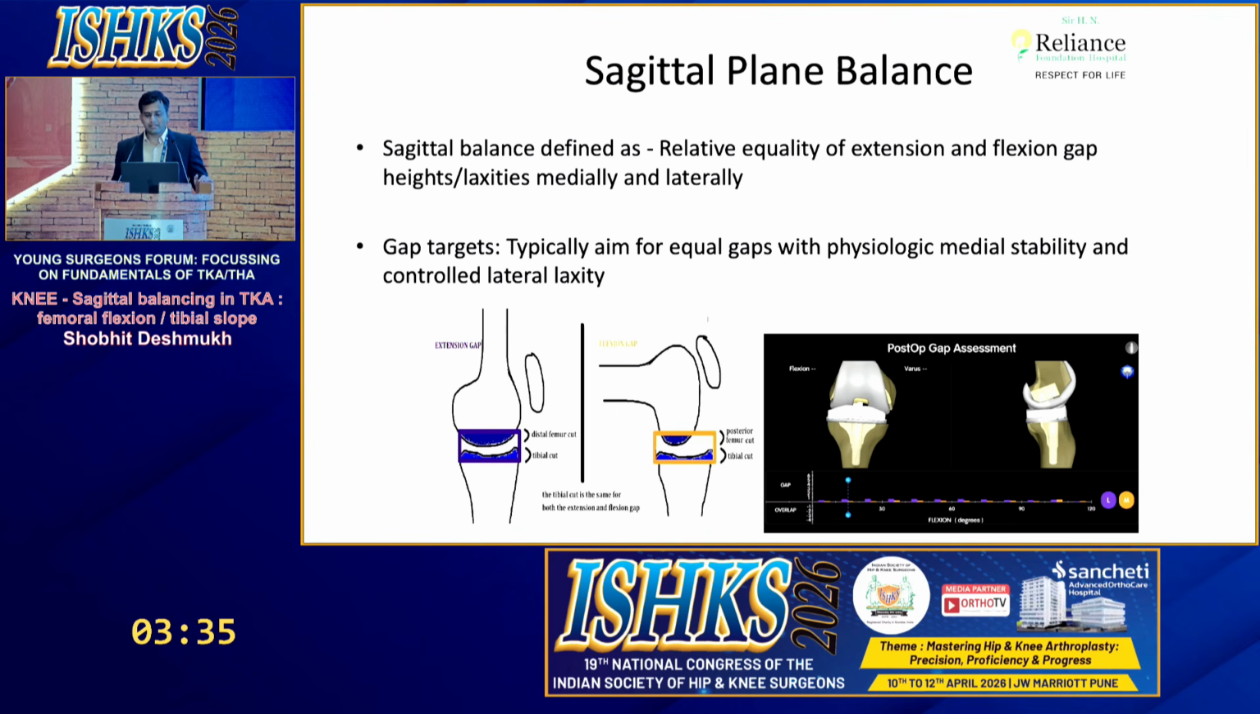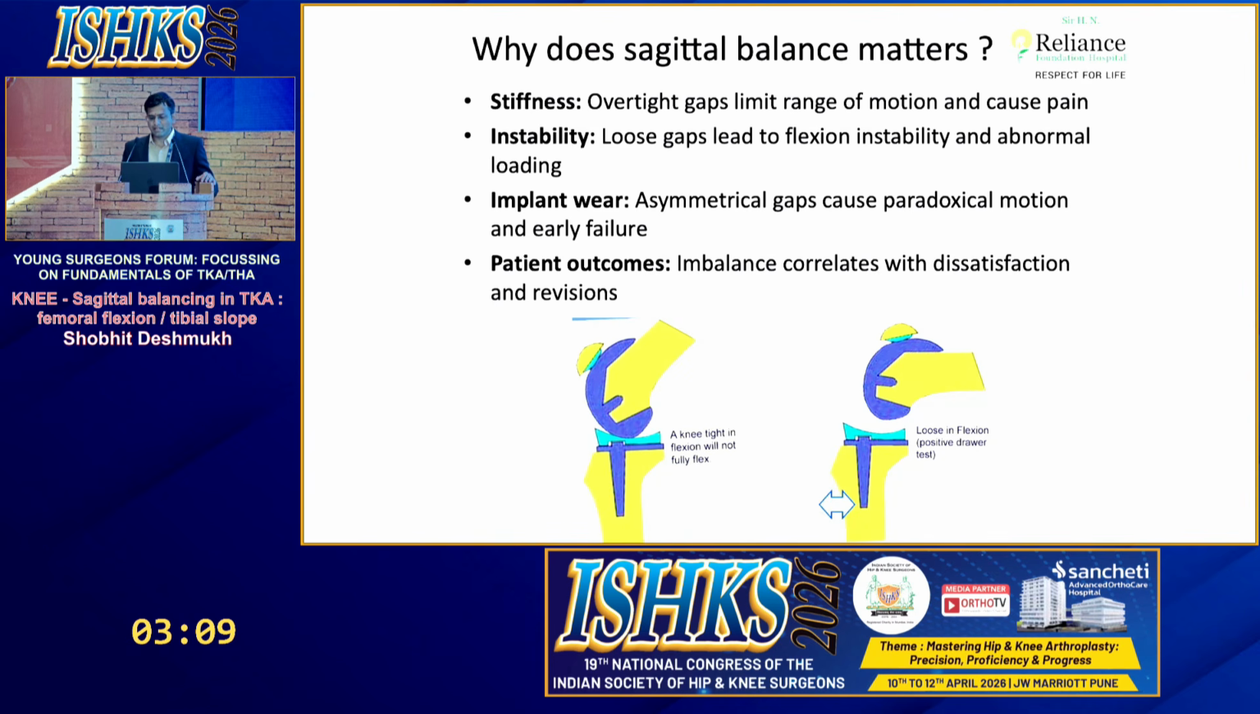It is defined as relative equality of extension and flexion gap heights or laxity medially and laterally, and the gap targets typically aim for equal gaps with physiological medial stability and controlled lateral laxity. Robotics has made it possible to objectively quantify the gaps intraoperatively. We can see the graph at the bottom, which shows slightly laxer on the lateral side and tighter on the medial side. So why does sagittal balance matter?